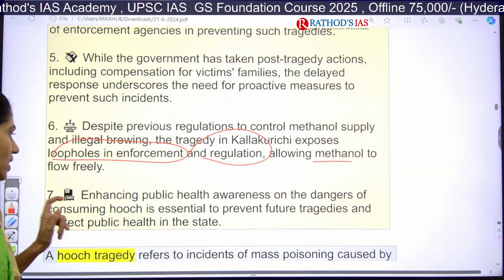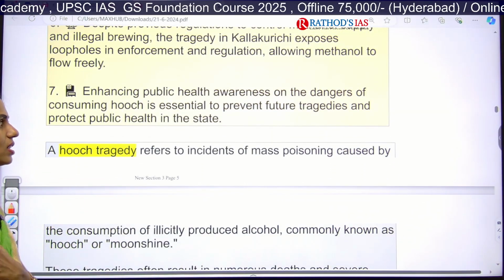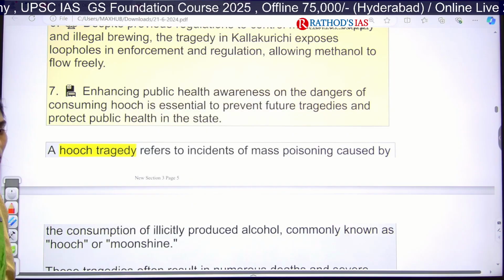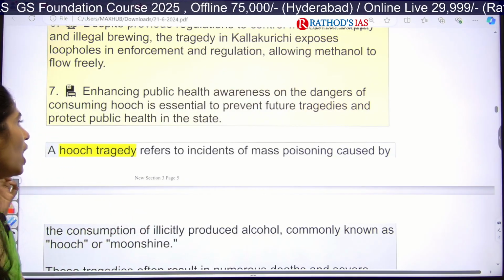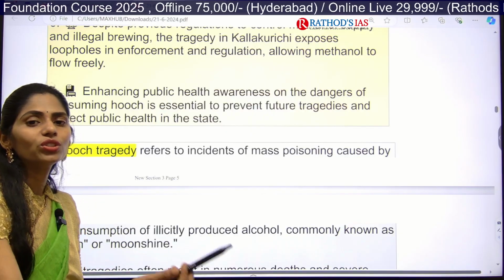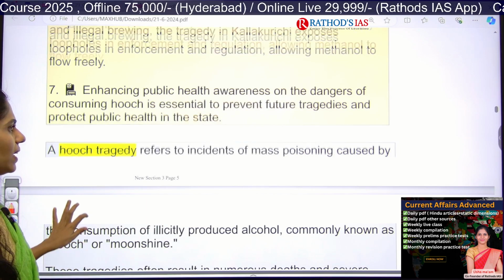Because of this incident, what can we do now? We can improve health awareness, and we have to limit the free flow of methanol, so that we can at least prevent future tragedies and protect public health. So this is what mainly was said.